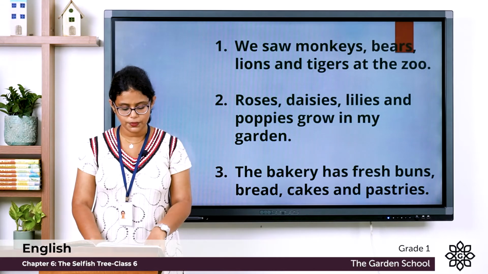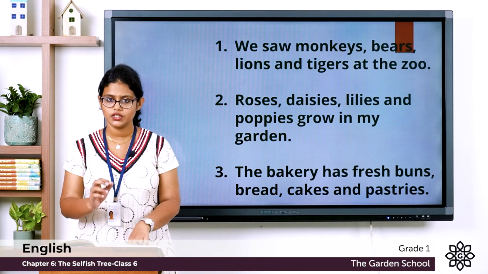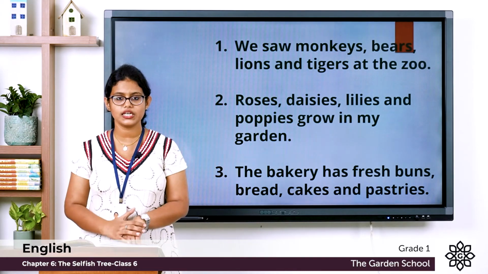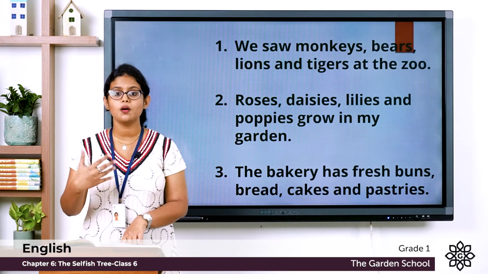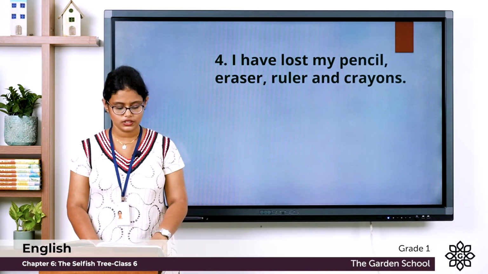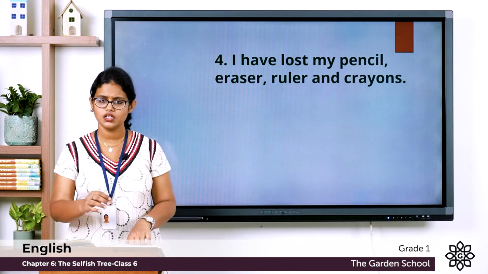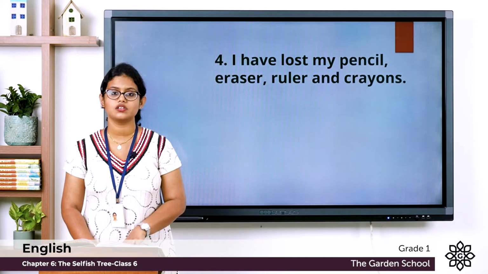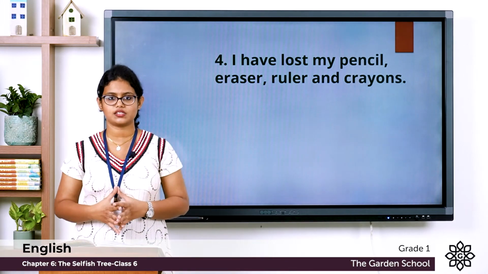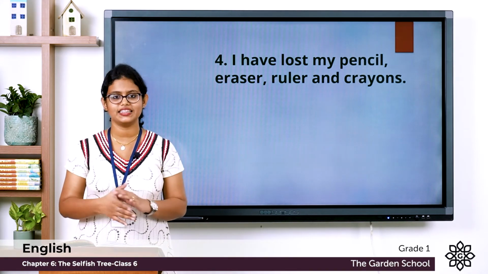What about the third one? The bakery has fresh buns. After that, you can put a comma. Then, bread. Then, you can put a comma. Cakes and pastries. This says what all things are there in the bakery. It says about more than two things, so you can use a comma to separate them. What about the fourth one? I have lost my pencil. After that, you can put a comma. Eraser, you can put a comma. Ruler and crayons. So, this is how you need to put comma. You use commas to separate things. So, when there are more than two things, what do you need to do? You need to put commas to separate them.